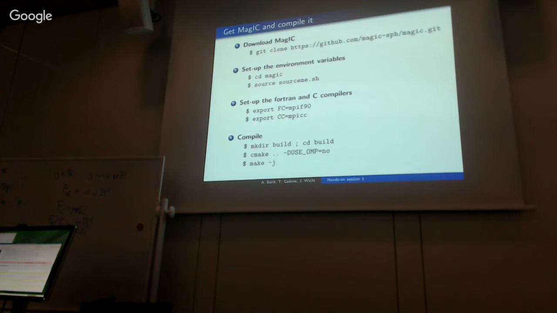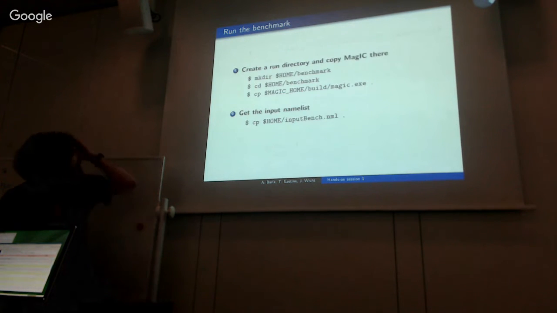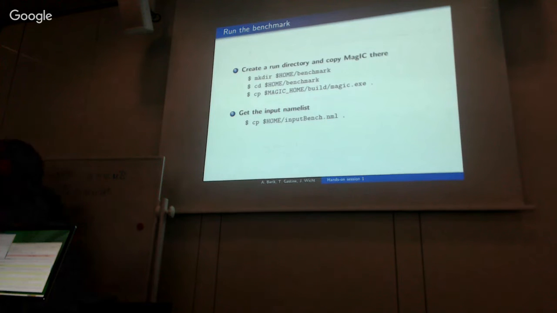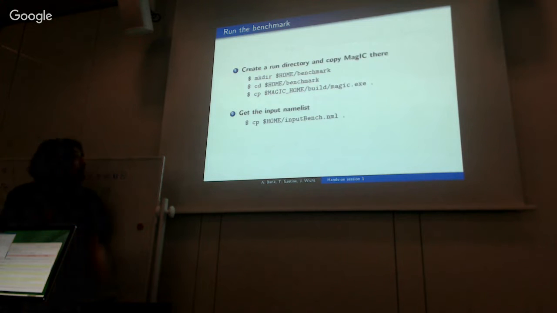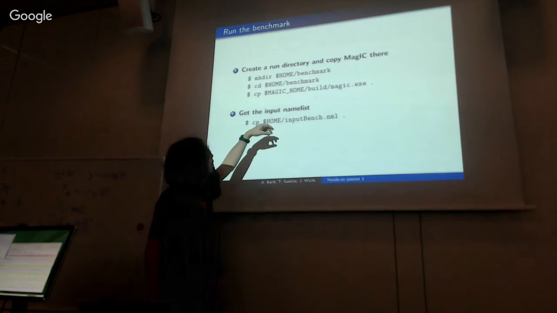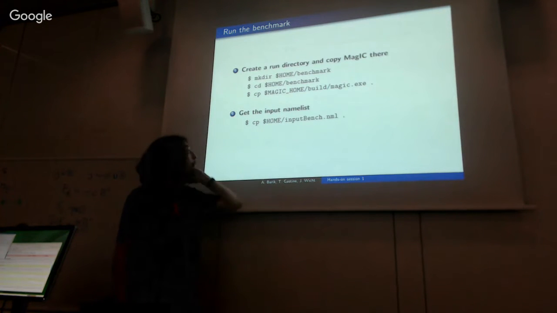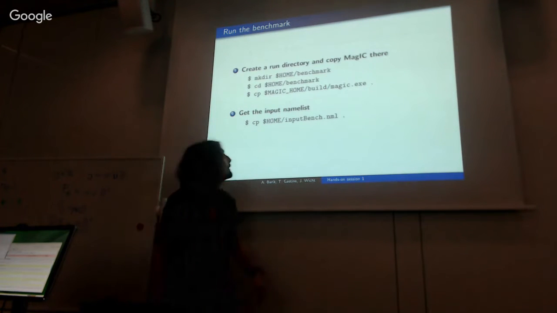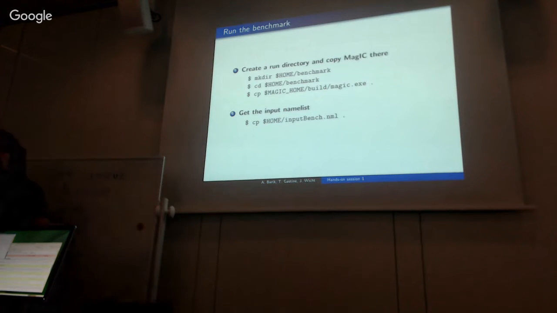So it sounds like most of you have compiled the code now, so we can go to the next step. You're going to create a directory and run the benchmark that we presented this morning. So I suggest you create it in your home directory like that. Then you just go to this directory and copy the executable you just compiled. And as Johannes presented just before, you need an input name list, which should be in your home directory.